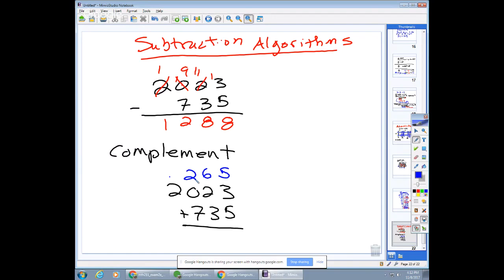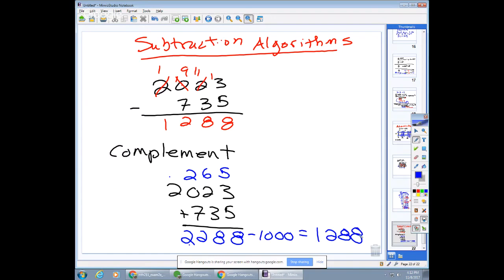So once I have the complement, then I add the complement to the number on the top. So 5 and 3 is 8. 6 and 2 is 8. 2 and 0 is 2. 2 and nothing is 2. Now, what did I find the complement out of? What was my goal for the complement? 1,000. So this number should be 1,000 too much. So I take away the 1,000 from it. 1288 should be the answer. That's weird, but it works.